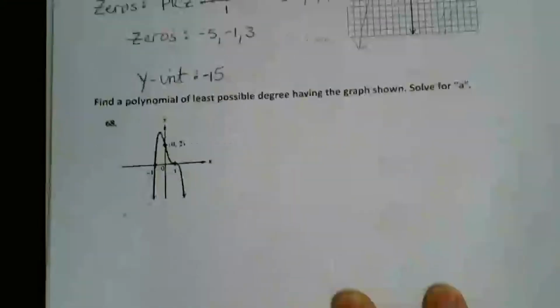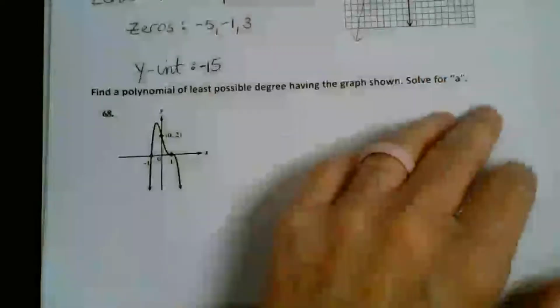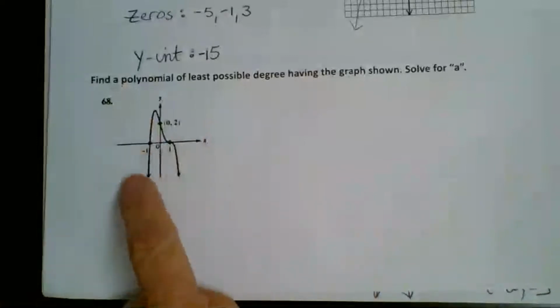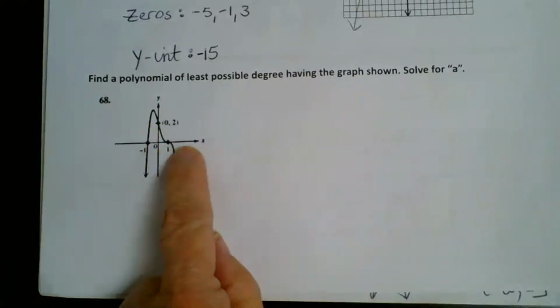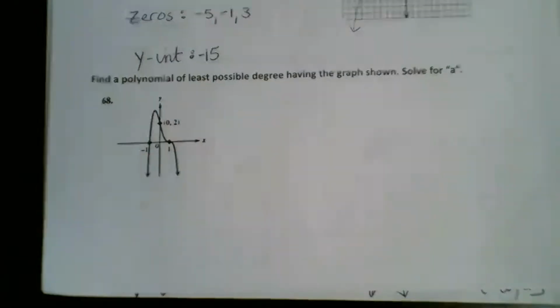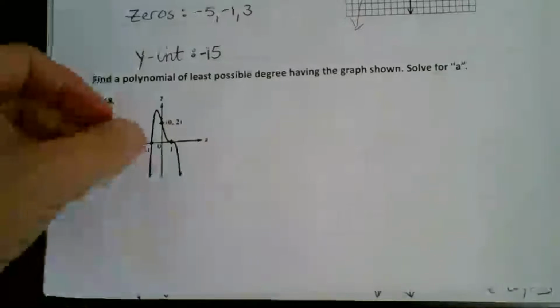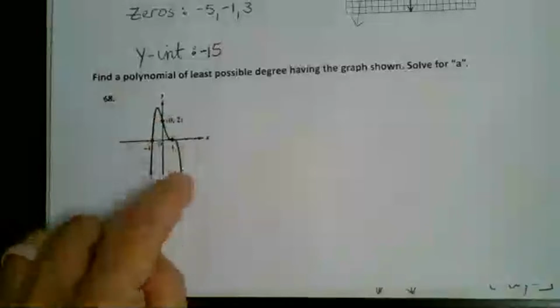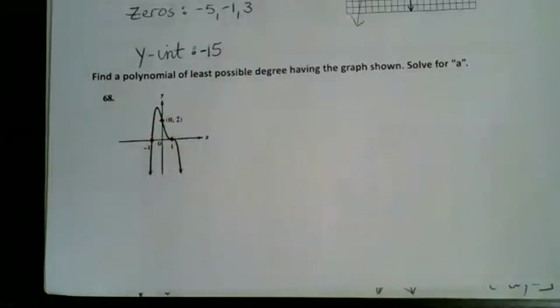But we will catch number 68, which is our last problem, tomorrow. But take a quick look. How many zeros do you think this guy has? 3. Okay, what do you think the power is? What's happening here? That's a zip. And that's a cube, so it's going to be a polynomial to what power? 4, because we got 3 plus 1. And besides, look at the end behavior: they're both going the same way, so it has to be even, doesn't it?